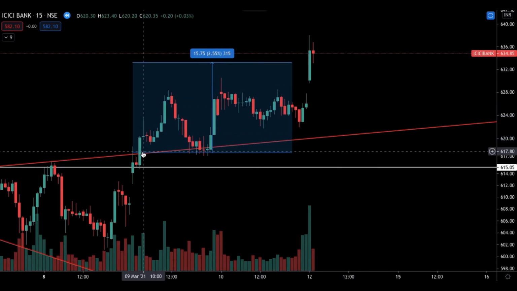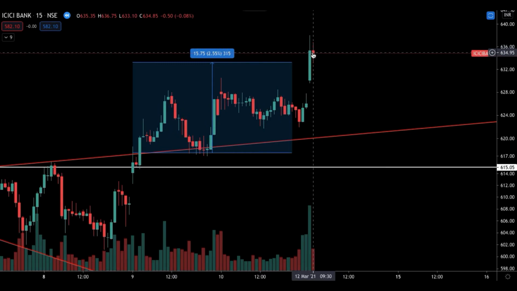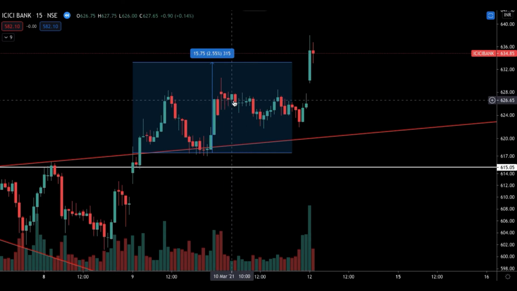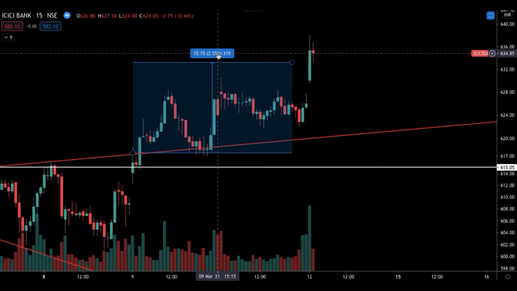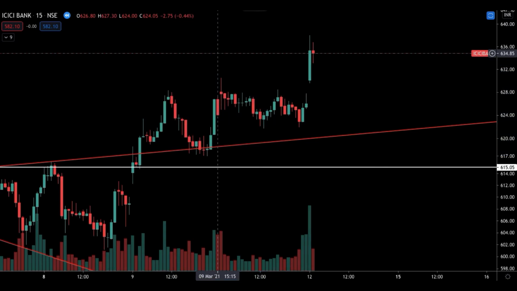So how long did this trade take? From 9th March 9:45 till 12th March 9:30. We had only one trading day in between, 10th March. So in total 4 days we booked a profit of 2.55%, which is very good when we talk in terms of only 4 days.